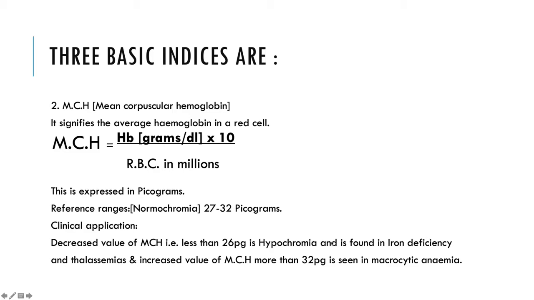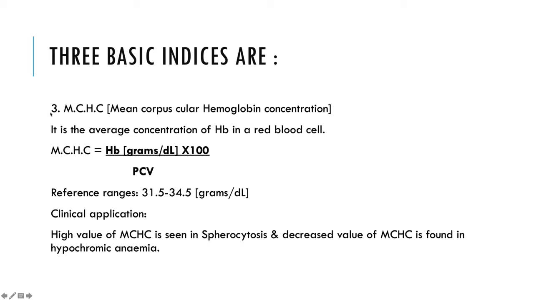Now come to the third part. The third part is the mean corpuscular hemoglobin concentration. That means it is the average concentration of hemoglobin in the blood. How can you get the value? You already have the hemoglobin value and PCV value in your hand, so automatically you can get this value also. The reference range is 31.5 to 34.5 grams per dL. As for clinical application, the high value can be seen in spherocytosis and the decreased value can be seen in hypochromic anemia.